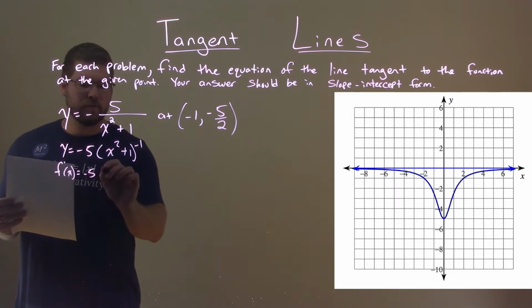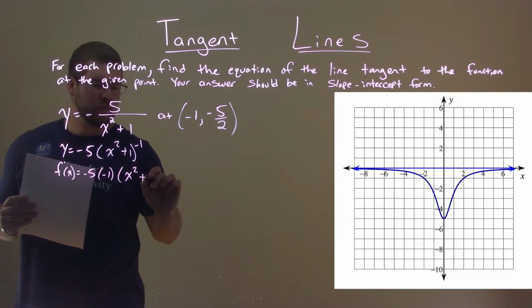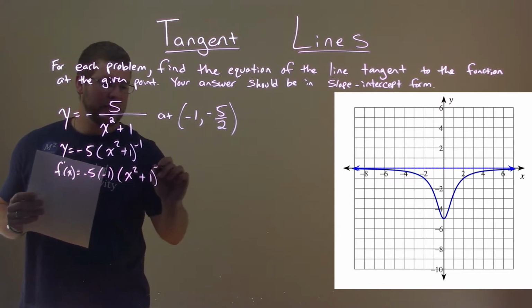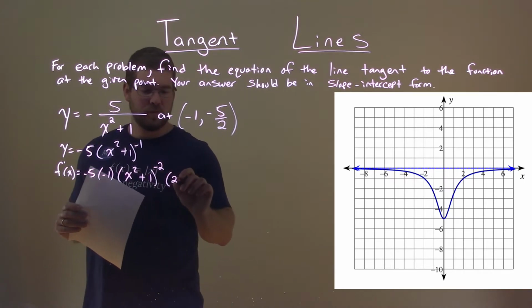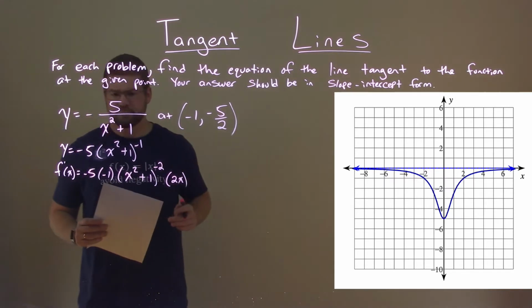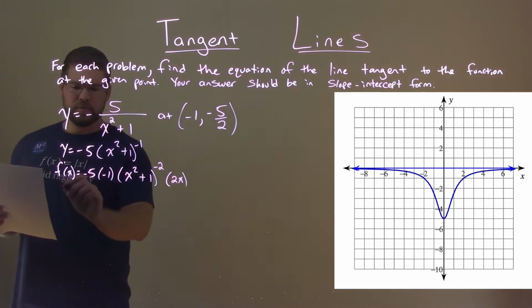Negative 5 stays out front. Break down the exponent, negative 1. We're using the chain rule here. x squared plus 1, all to the negative 2 power now. Multiply it by the inside, x squared becomes a 2x. We have our derivative. Let's go simplify this out a little bit.